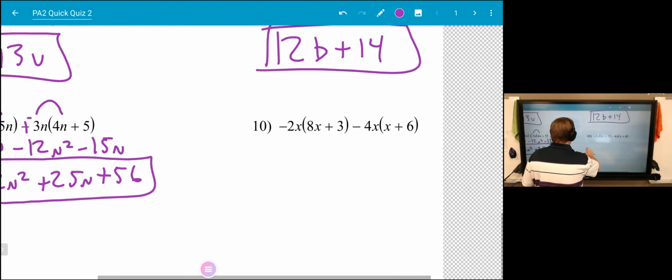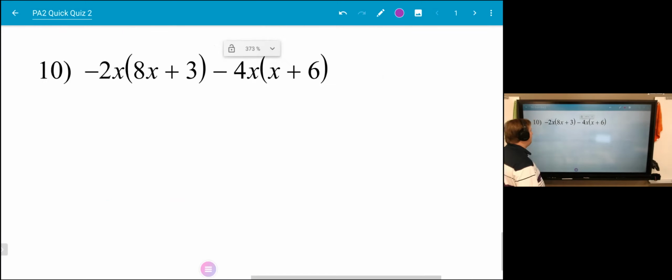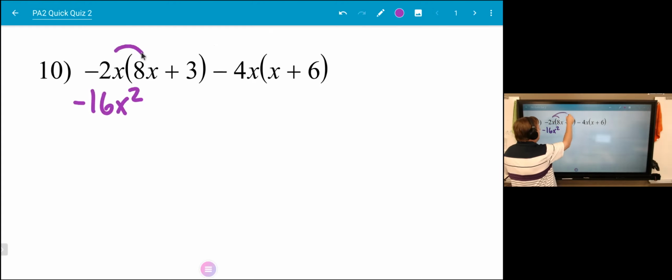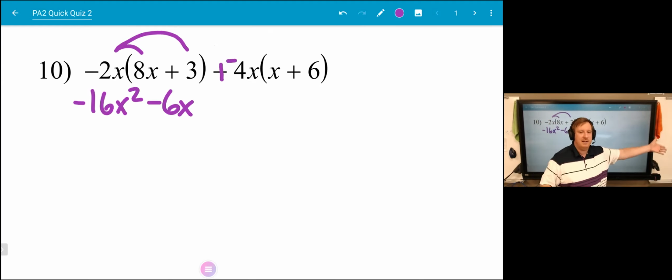Number 10, more of the same kind of distribution. We're going to distribute this negative 2x to the positive 8x and positive 3. So negative 2x times positive 8x, negative 16x squared. Negative 2x times 3 is minus 6x. That subtraction comes into play again. Treat this as adding the opposite. Instead of subtracting 4x, plus negative 4x.